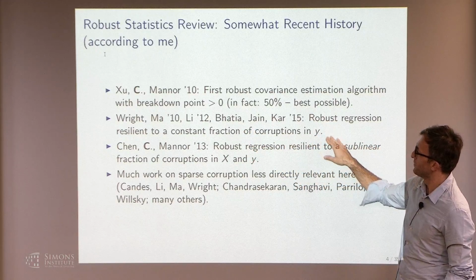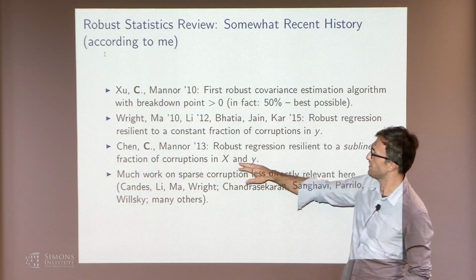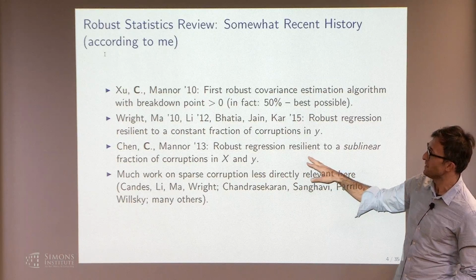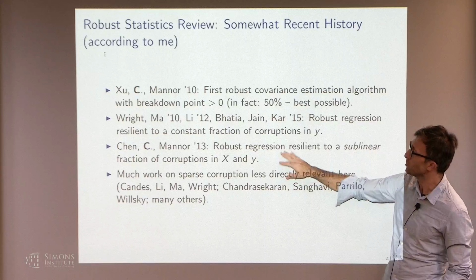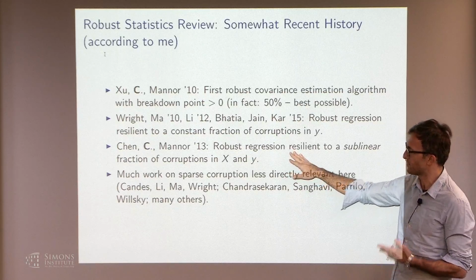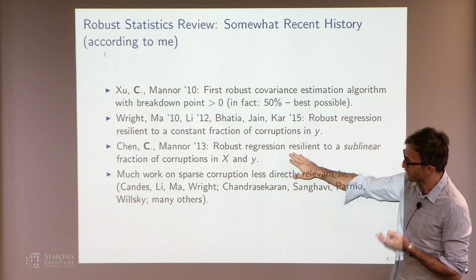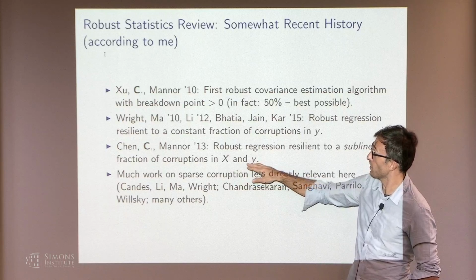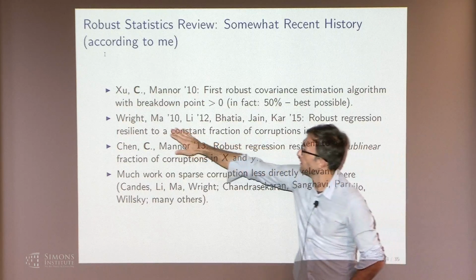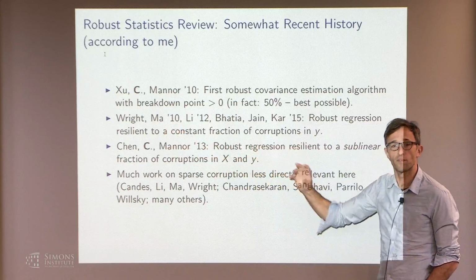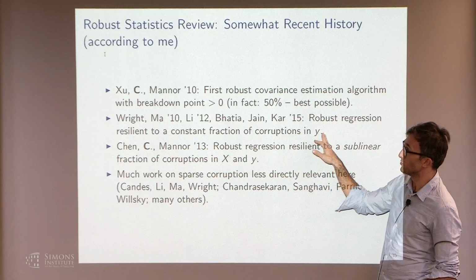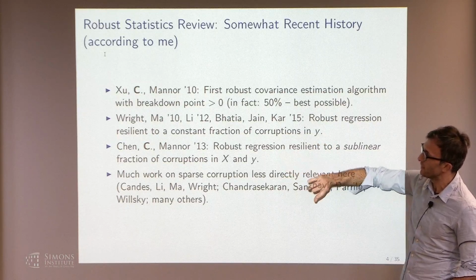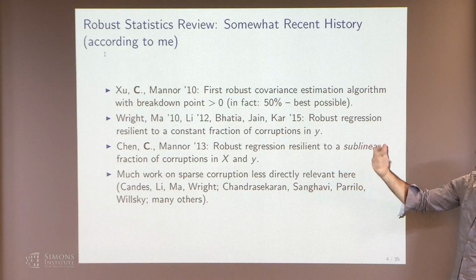But in the setting where you have corruptions in x and y, things seem to be much more difficult. In fact, in this paper we showed that convex methods are fundamentally unable to deal with corruptions in x and y, though they are able to deal with corruptions in y. That's what these works here use, essentially a convex formulation, and they are able to be resilient to a constant fraction of corruptions in y. But that's that whole host of approaches where you have a convex loss function and maybe a convex regularizer.